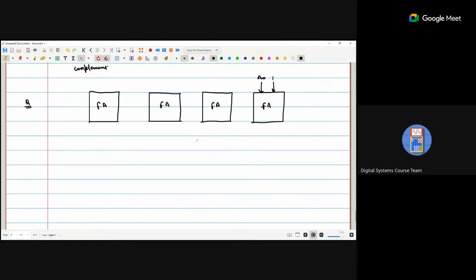A0, B0. Initially the LSB will be added. If carry is not given, we consider carry is 0. From here we are getting S0 and C1. Now that C1 will be used as the input of the second bit. Again add B1, A1. We are getting S1. Here we are getting C2.